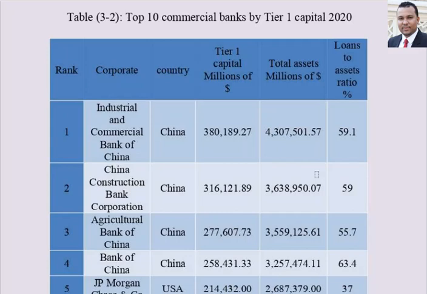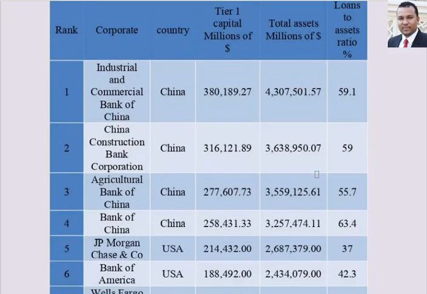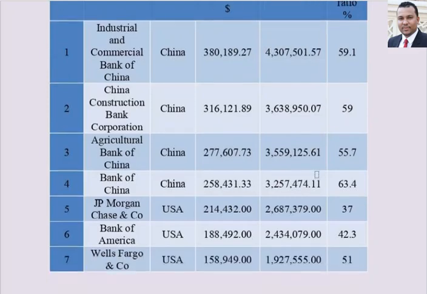Okay, back to our table. This is the top commercial banks. Bank number one, number two, number three and number four are Chinese banks. So we know that the top four banks out of the top 10 are made in China. The first bank is Industrial and Commercial Bank of China.